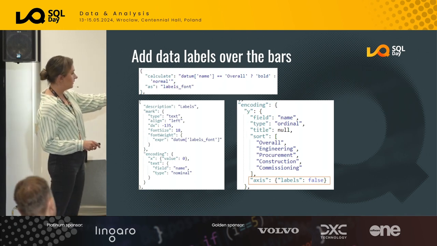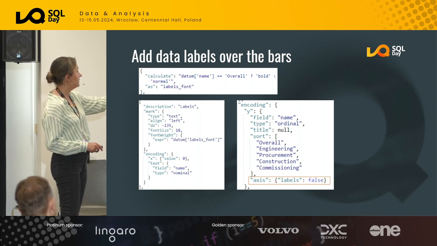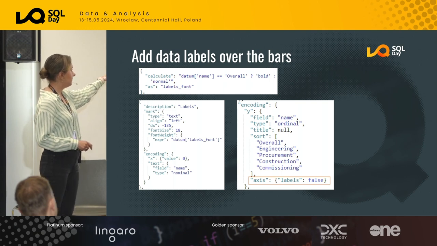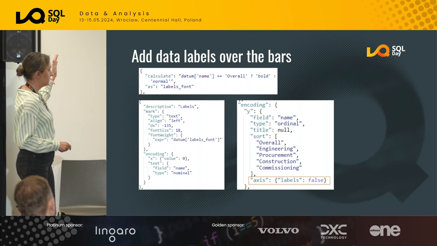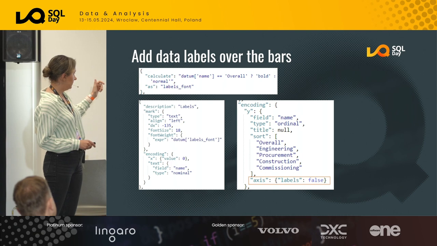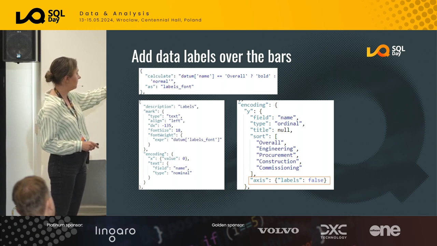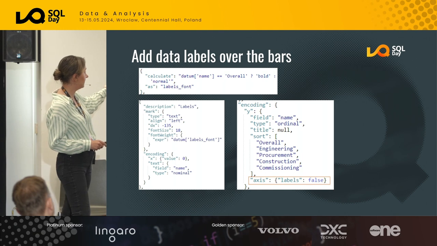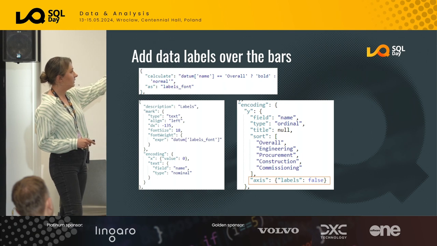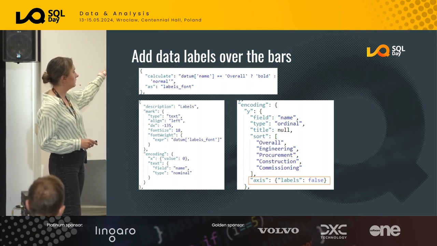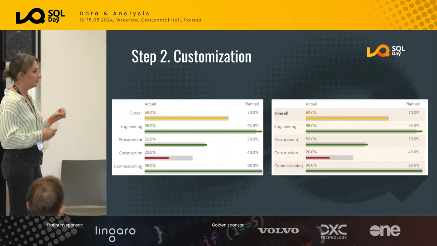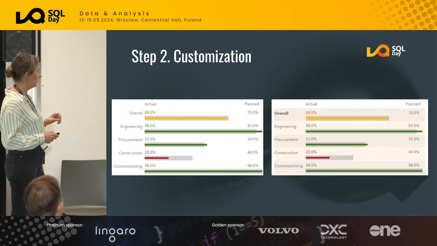So as you can see here, I disabled labels for the axis, and I added a new mark of type text, described it as labels, again moved it minus 135 pixels to the left. And the last point that I would like to highlight is that for labels font, in the transform section, for overall I defined it as bold, for the rest, normal. So if you go back to the example, I was able to make the top section, the overall one, bolded.